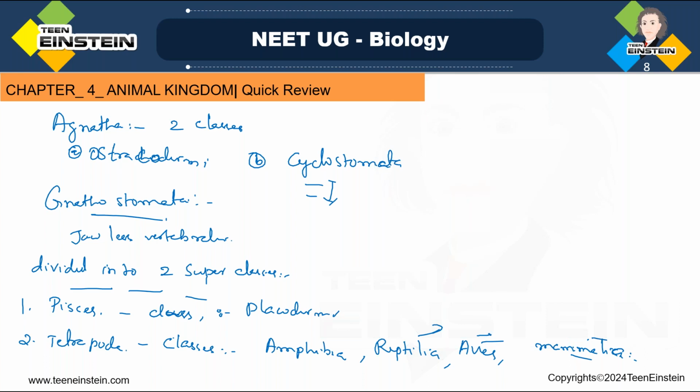Just imagine about a mammal and write the features. Here amphibia, reptilia, aves, mammalia and all: just imagine the features and write the answer for all the questions.